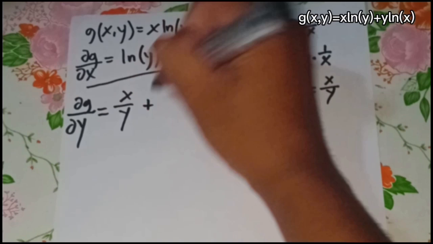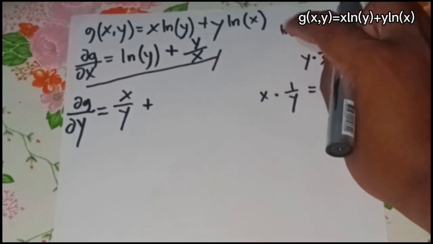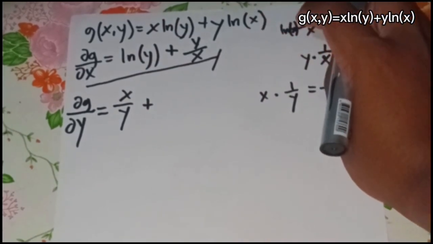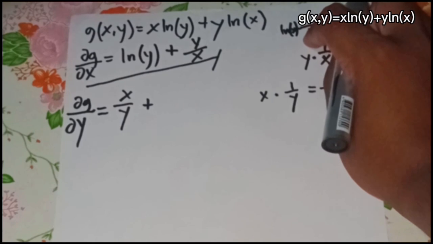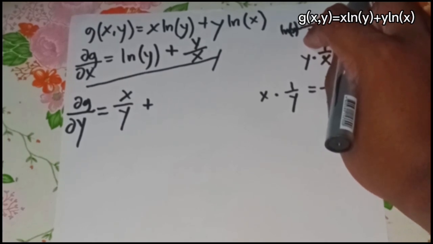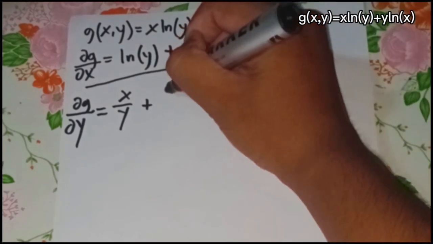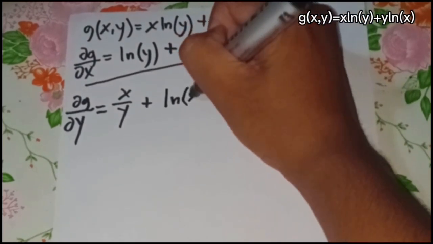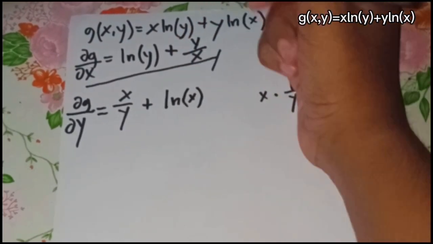Plus, differentiate y ln x with respect to y. Since x is treated as a constant, ln x is also constant. The derivative of y ln x with respect to y is simply ln x, as the derivative of y is 1. So ln x. So this is the final answer.